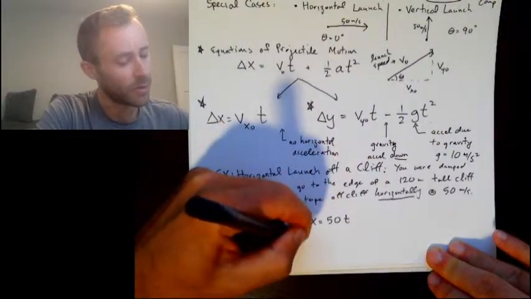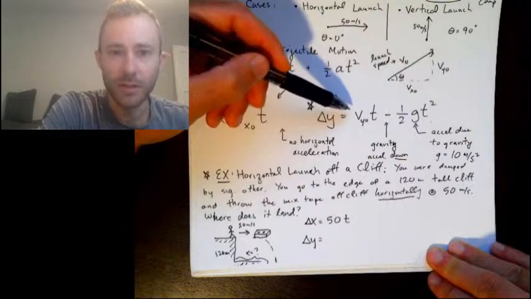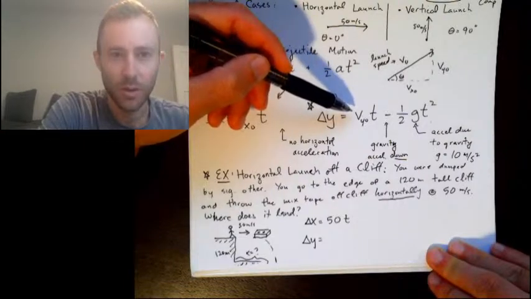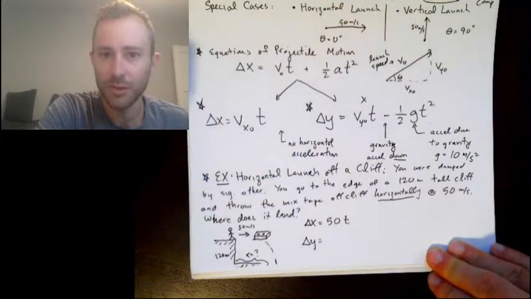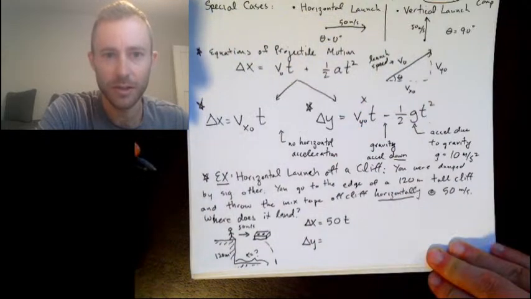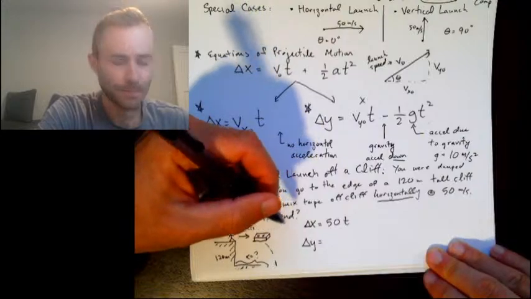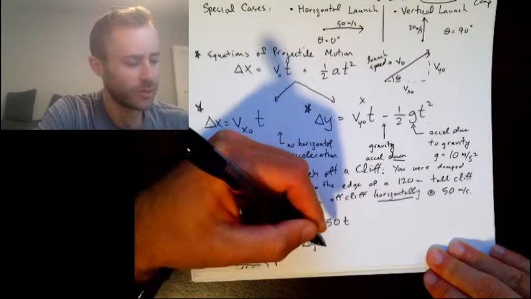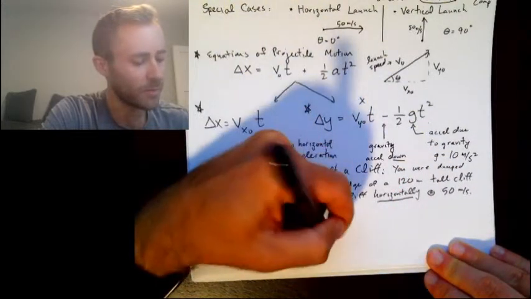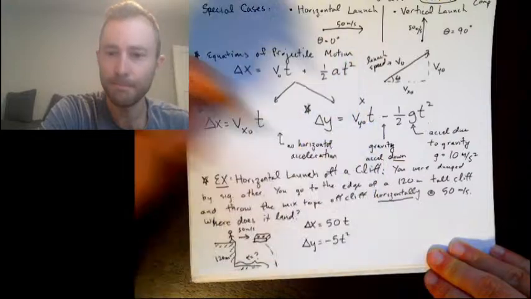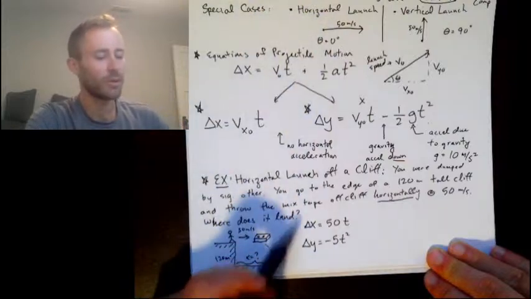Okay? For our delta y equation, because it was a horizontal launch, none of the initial velocity was vertical. So this term just goes away. I'm not going to actually cross it out, but it goes away, and all we have is this term. Now, 1/2 g is going to be 10 divided by 2, which is 5. So we have minus 5t squared is our delta y. All right? So these are our two equations of projectile motion.